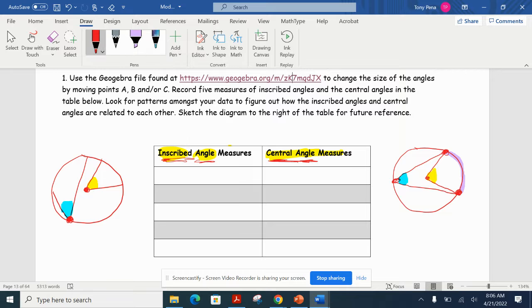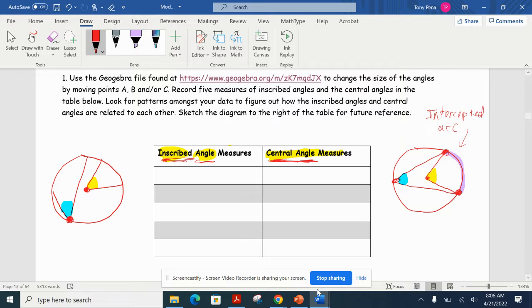So one more quick definition. This purple is called the intercepted arc. Any portion of the circle is called the arc of that circle. And we have an inscribed and we have a central angle. So what we're going to do real quick, and I'll show you how this gets done, just so we can save a little bit of time here.